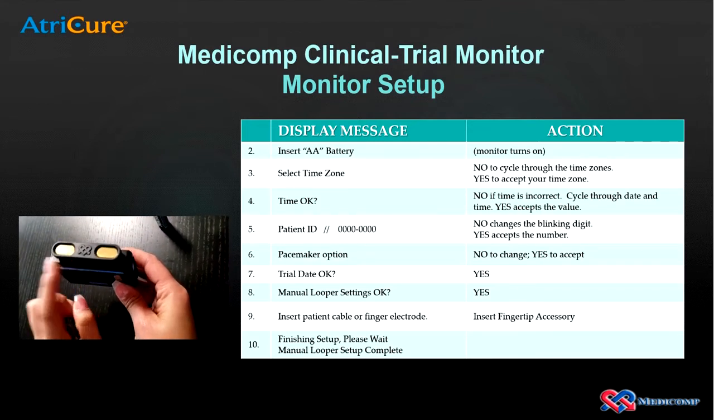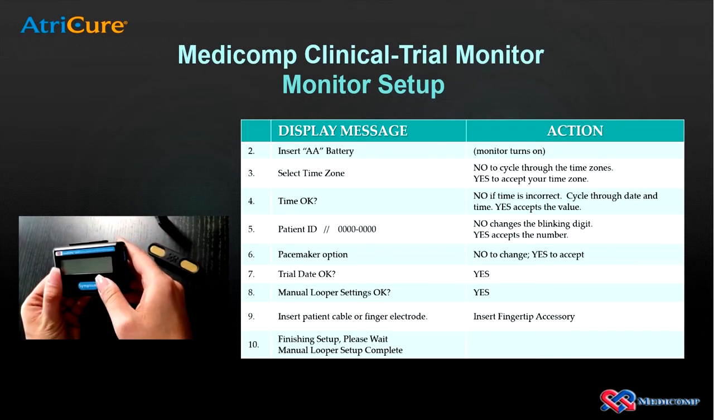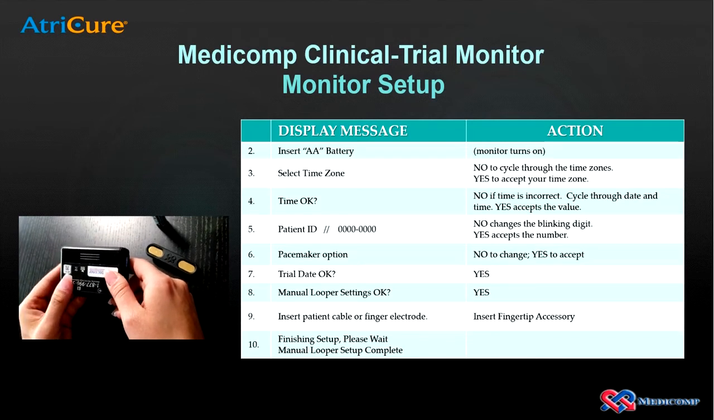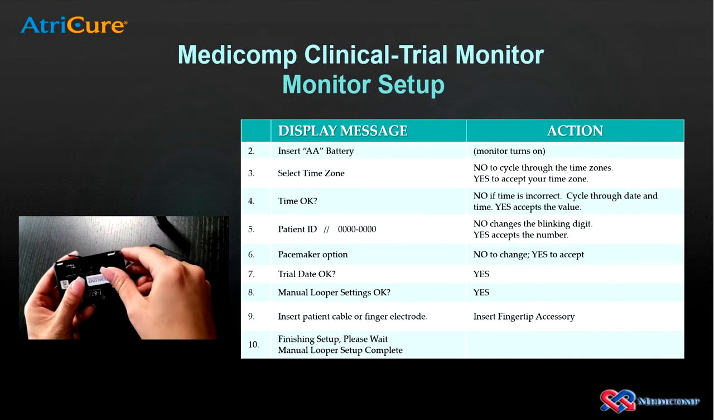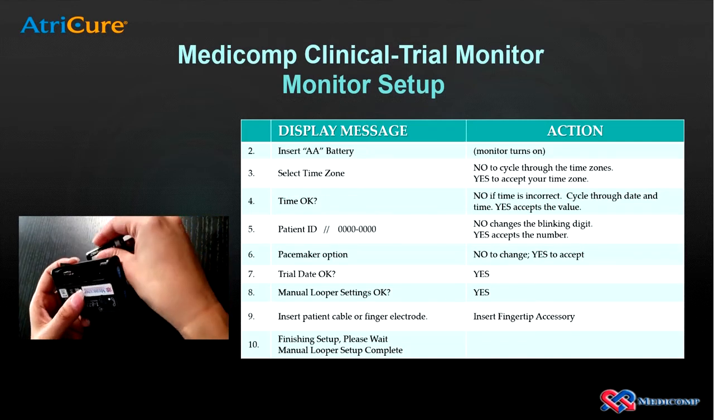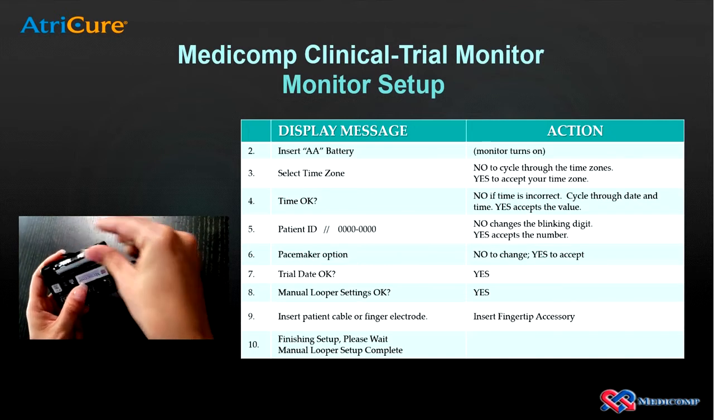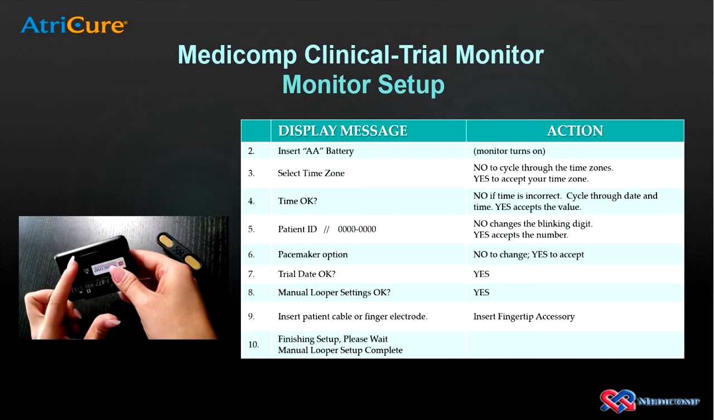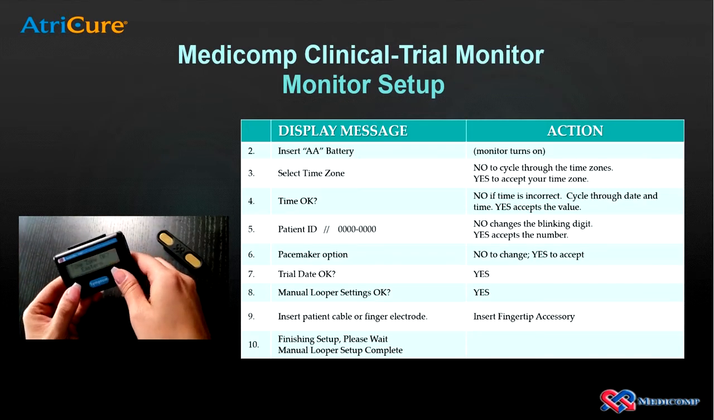First step is to remove the fingertip accessory or cable from the device if either is attached. Second, turn the monitor over and find the cover to the battery compartment. Push the cover in the direction of the inscribed arrows and remove it. Now insert one of the AA batteries with the flat end of the battery against the spring. Once the battery is inserted, go ahead and replace the battery cover.